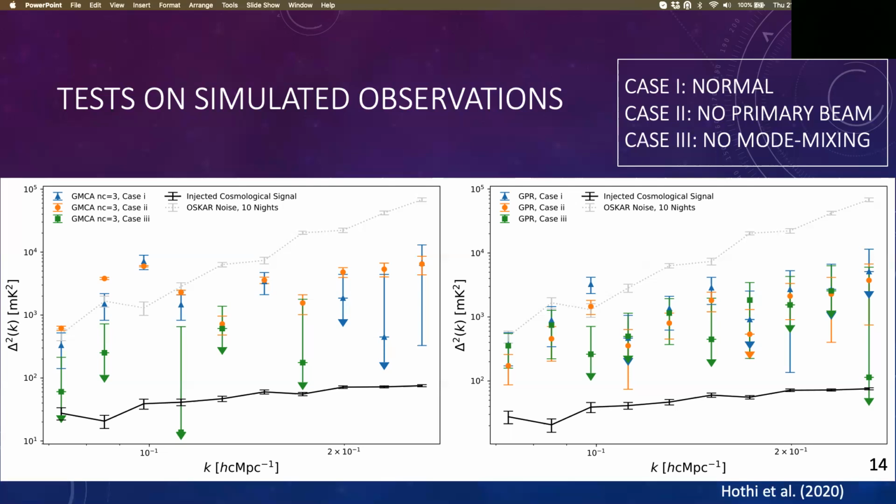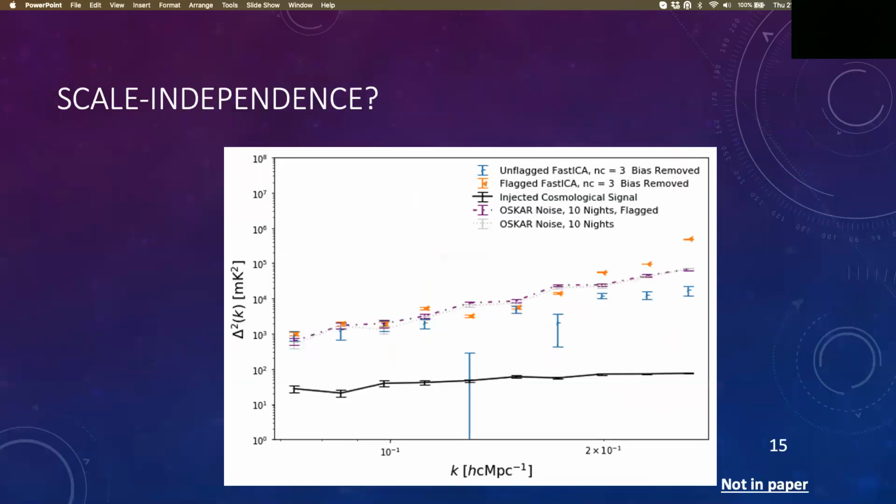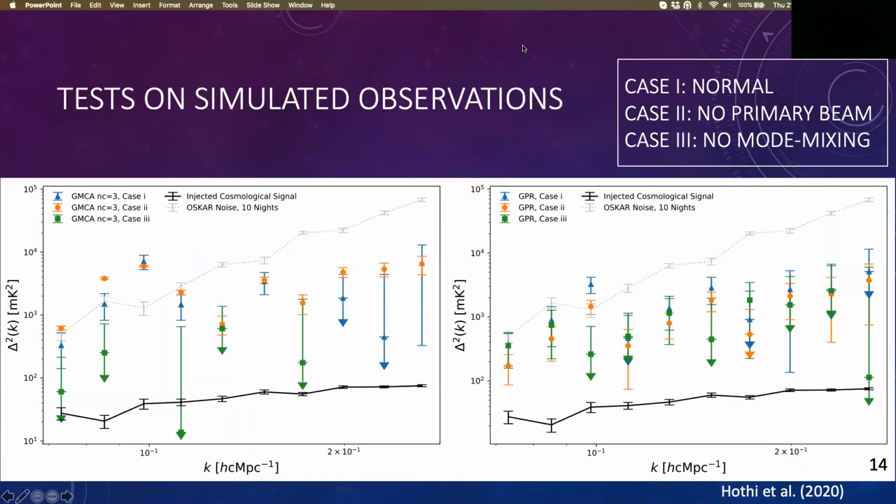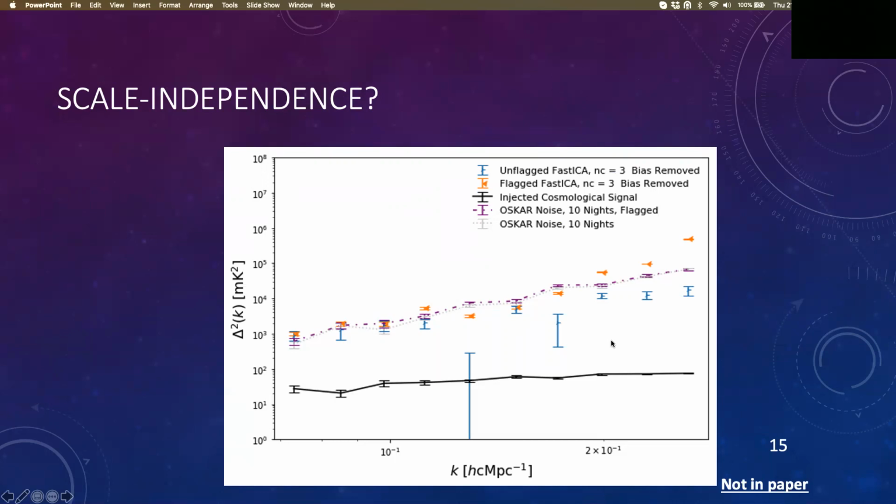So we thought, okay, let's try to emulate this effect. So we flag our data. We flag roughly 1/3 of our data, and we apply FastICA to this. And we can see that when we have the unflagged case, we perform pretty close to the noise. But the moment we start introducing flagging, we start to see excess power, and 3 components at the highest of k is no longer sufficient to model the foregrounds.